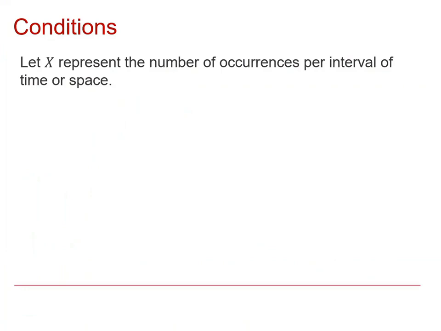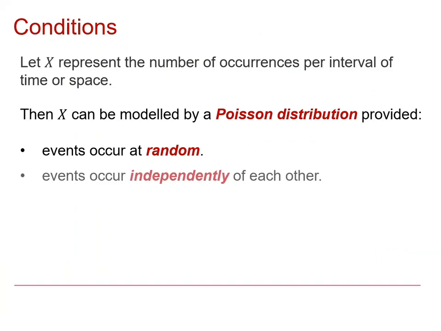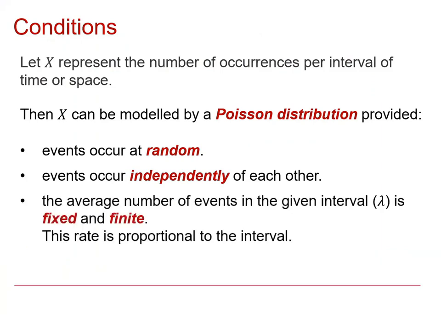So, if X is representing the number of occurrences per interval of time or space, then X can be modelled by a Poisson distribution provided the following assumptions hold. Events occur at random. Events occur independently of each other, so the fact that one event has just happened doesn't make the next event any more or less likely. The average number of events in the given interval, and the average number is lambda, is fixed and finite.